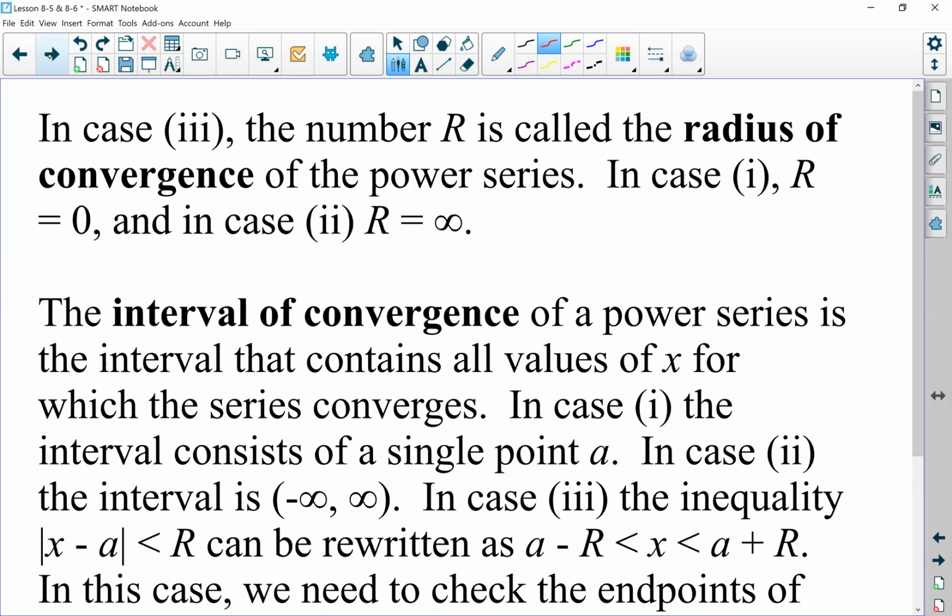The interval of convergence of a power series is the interval that contains all values for x for which the series converges. Again, in the first case, the interval is a single point, a single value. In case 2, the interval goes from negative infinity to positive infinity.